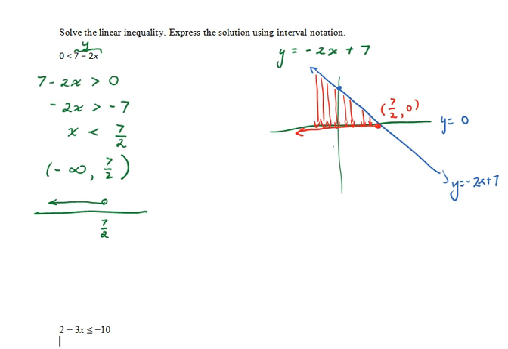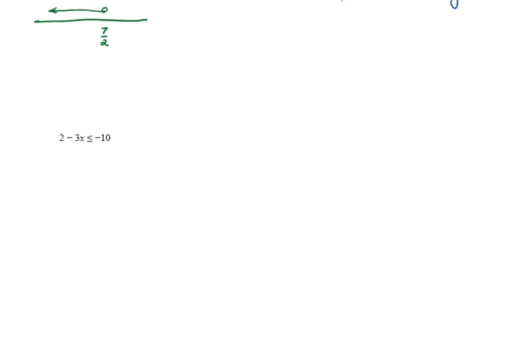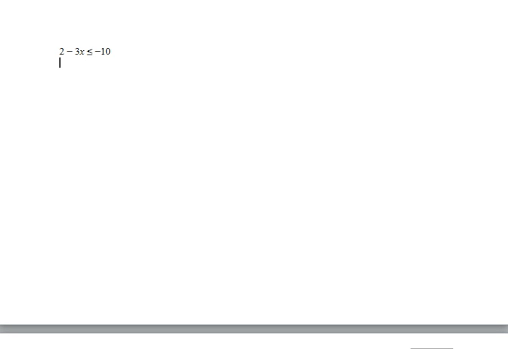Let's look at the second example. The second example is 2 minus 3x is less than or equal to negative 10. And so I can subtract 2 from both sides to get negative 3x is less than or equal to negative 12. Dividing by negative 3 will change the direction of the inequality and give us x is greater than or equal to positive 4.